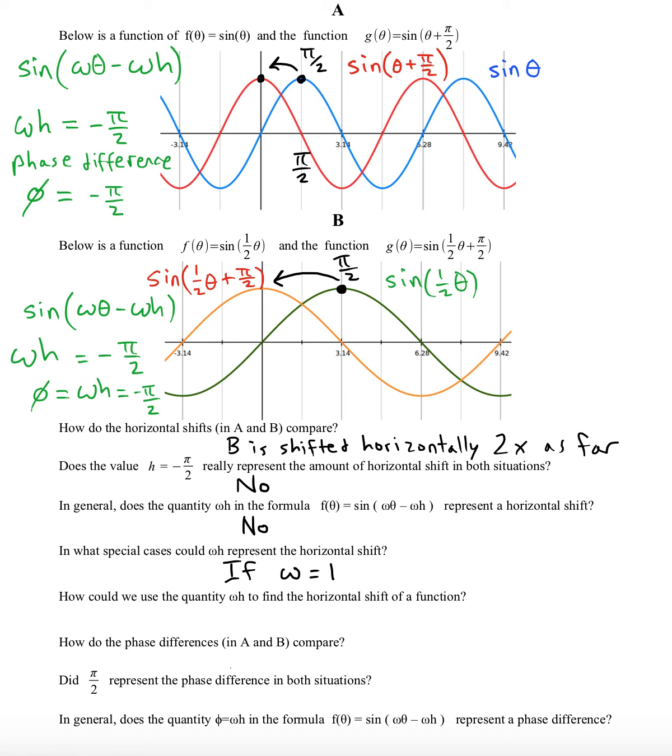So how can we actually use the quantity omega h to find the horizontal shift of a function? We want to start with the formula for phase difference, which is this. That is the phase difference formula. And so we want to solve it for h. And we'll get h equals phi over omega.